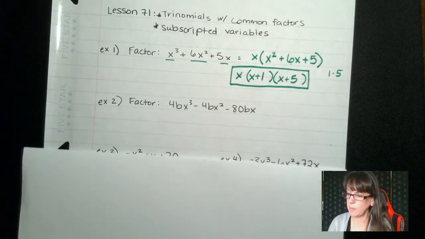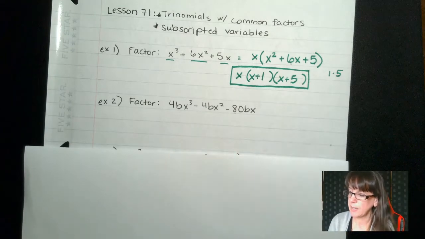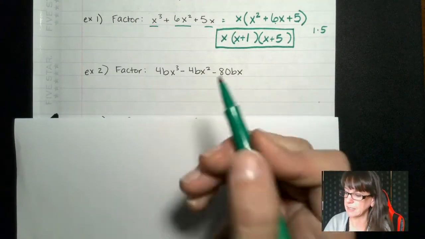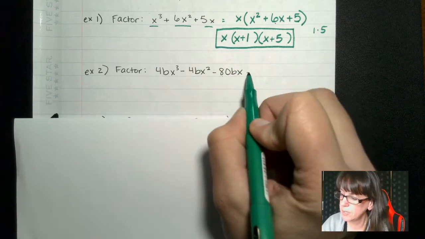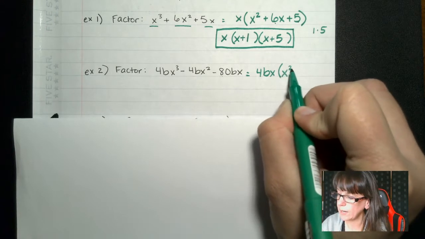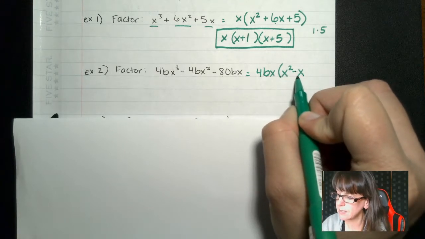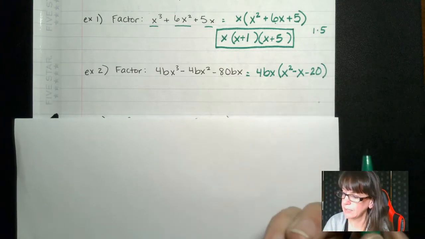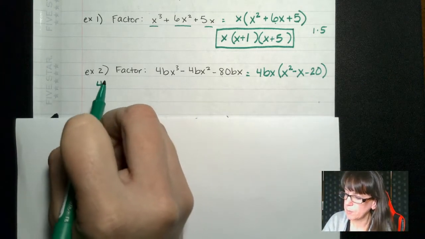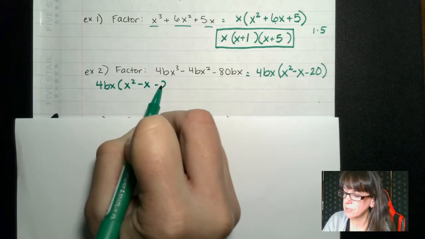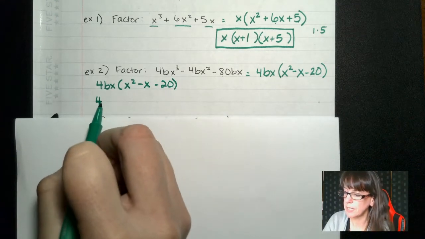All right, let's look at this guy. We have factored this one out. It looks like they have a 4 and a b and an x in common. So I'm going to take out a 4bx, and that leaves me with x squared minus x minus 20. So I have 4bx, x squared minus x minus 20. Let me rewrite that down here, 4bx.